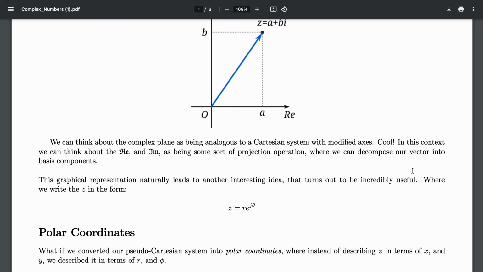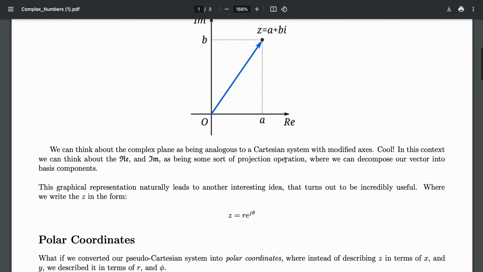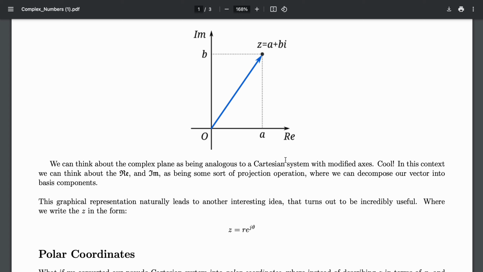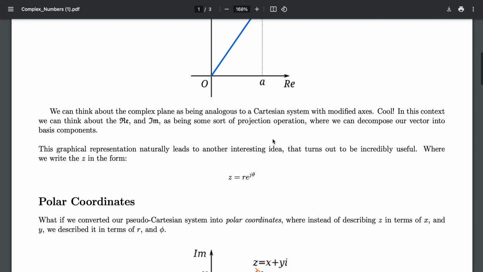And I'm making a little note here that Re and Im can be thought of as some sort of projection operation. It's not exactly an operation, but you can think about it as being a way that we can decompose a vector into its components in each of its axes. So in that way, you can make that connection where they're some sort of projection operations.